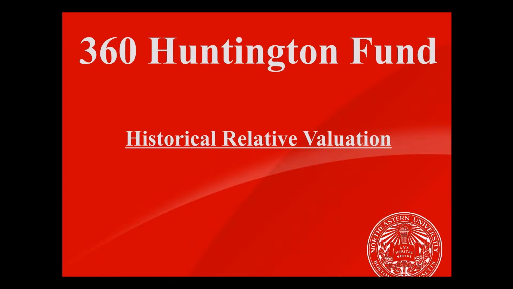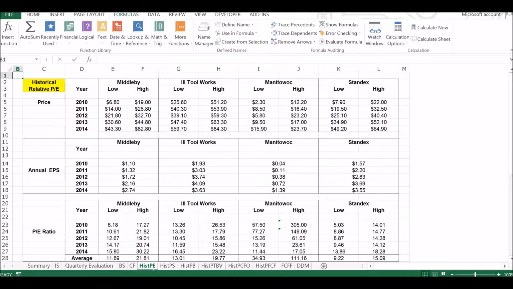Let's get started. So what we're going to be discussing are the historical relative models that are down here. Historical price to earnings, price to sales, price to book, price to tangible book, price to cash flow from operations, and price to free cash flow.